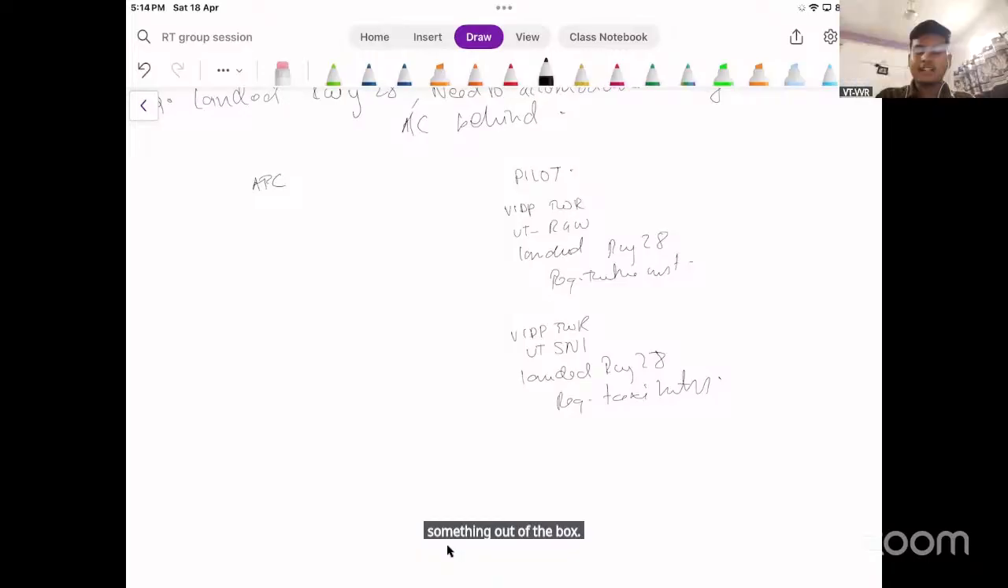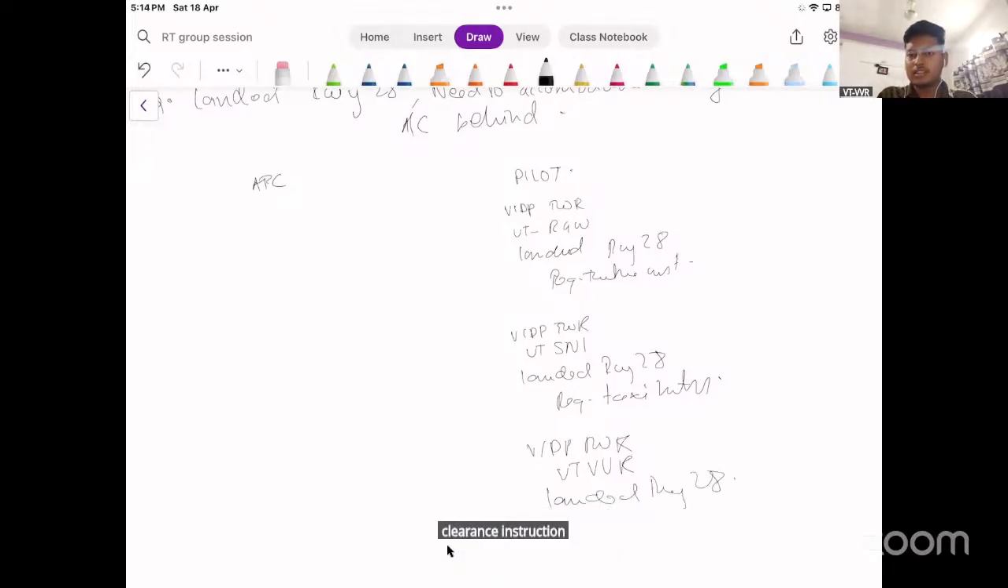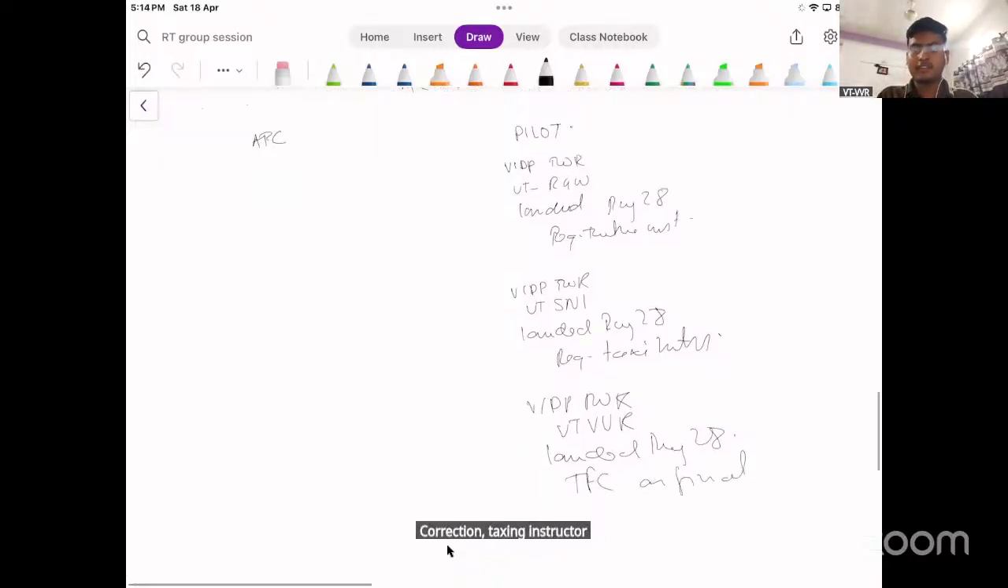Delhi Tower, Victor Tango, Victor Victor Romeo, landed runway 28, traffic on final, request clearance instruction, taxi correction, taxi instruction.